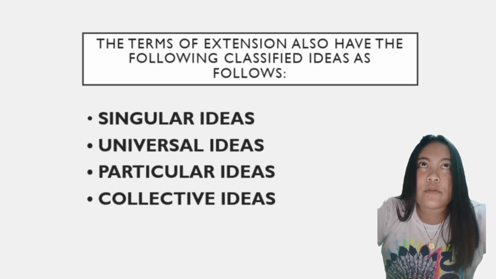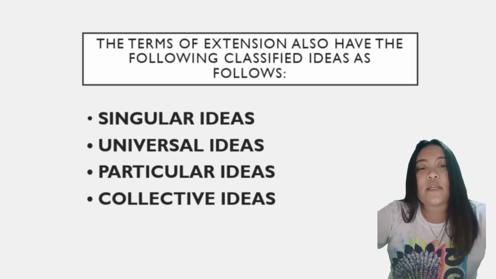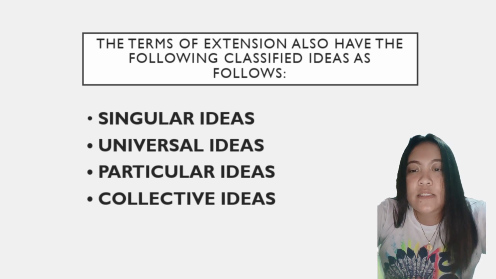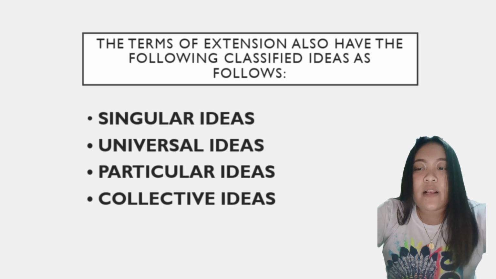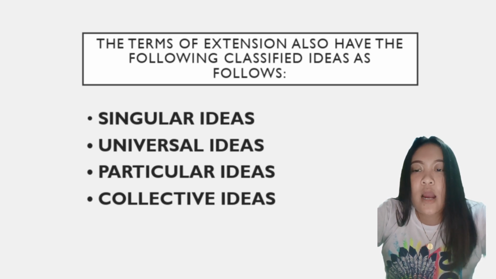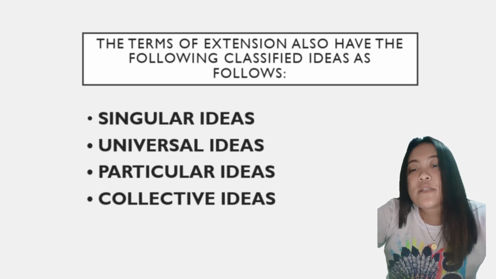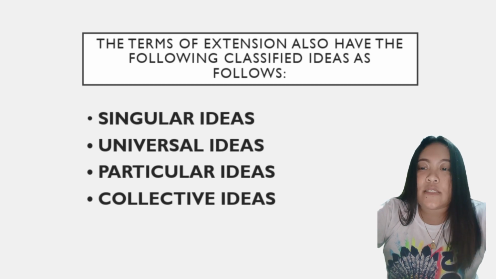So, we go to universal ideas. It also applies individually to all members of a class. Examples: car, applicable to SUV, sedan. Next is wine, applicable to Merlot, Chardonnay, and Shiraz.